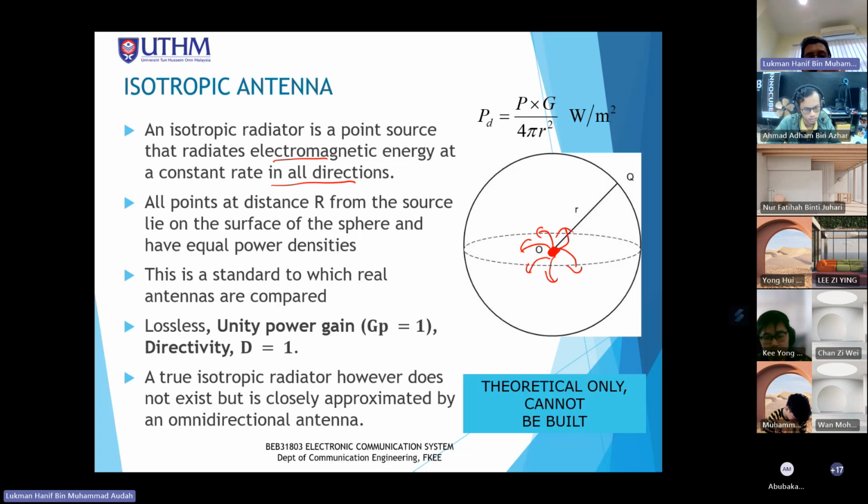The second characteristic of the isotropic antenna is about the gain. The gain is unity. There are two different gains for the antenna. The first one is the power gain. The other one is the directivity gain. Both gains are equal to 1.